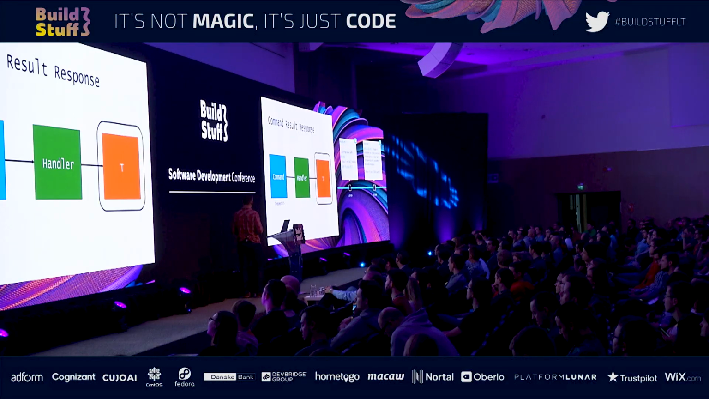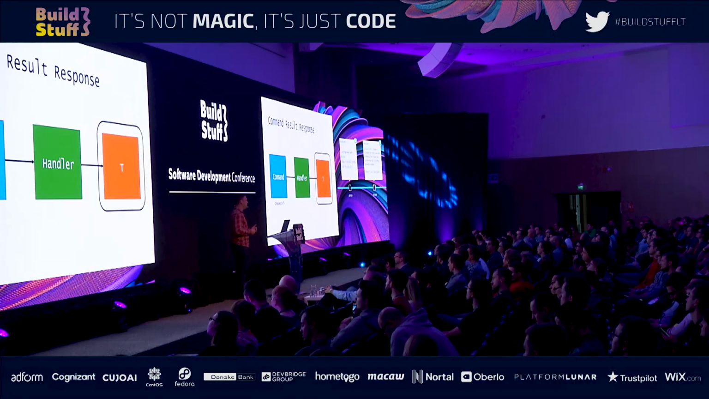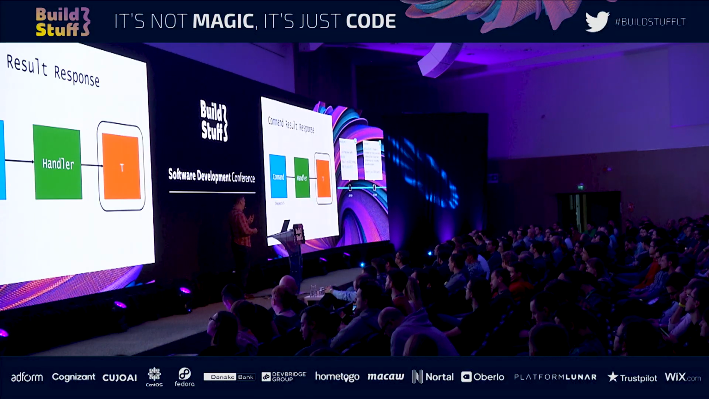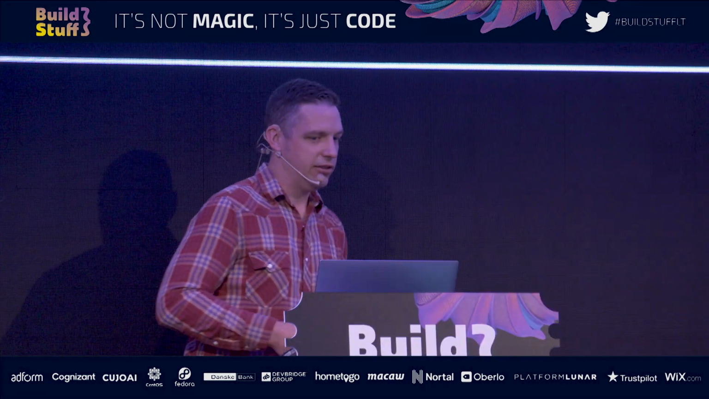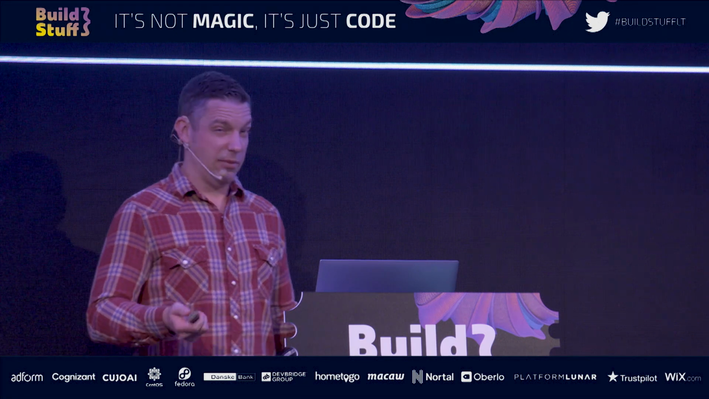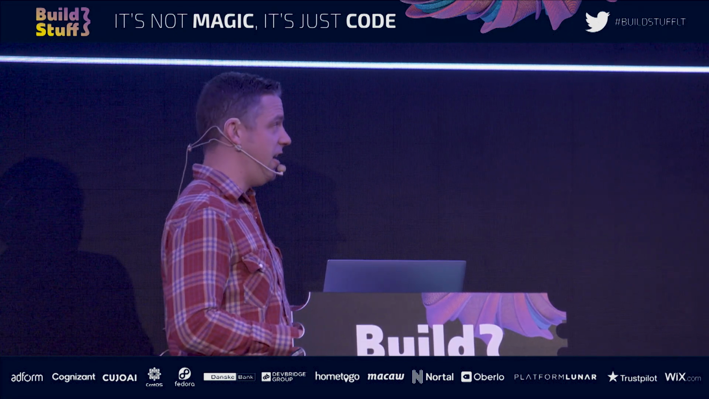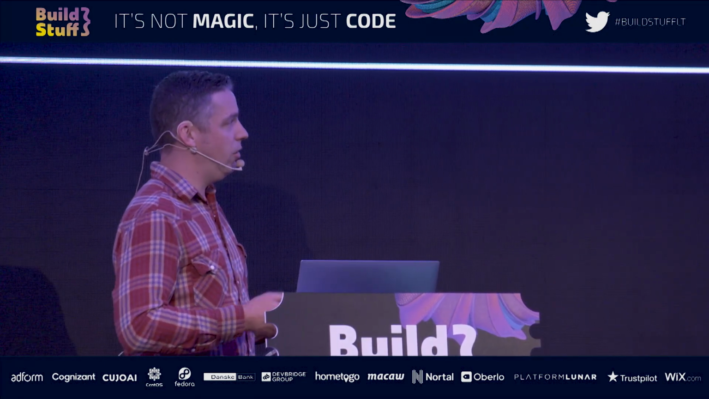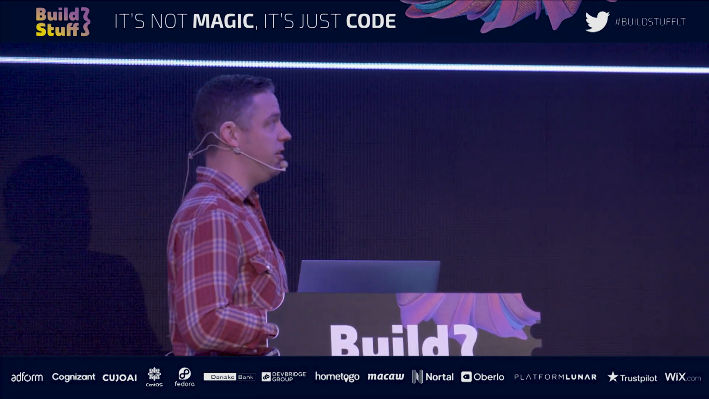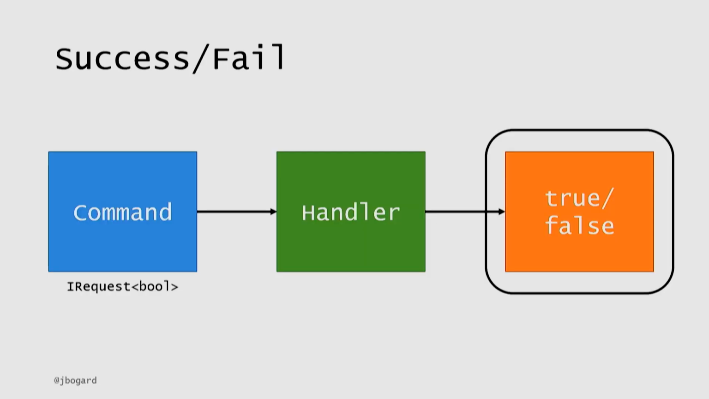Sometimes I do have a response, and usually this is the case if I have some kind of validation or I need to know the output or the outcome of trying to perform that request. It could be something very simple, like did it succeed or did it fail? In that case, my command is a request that returns a Boolean, and that Boolean represents the success or failure of being able to perform that operation.